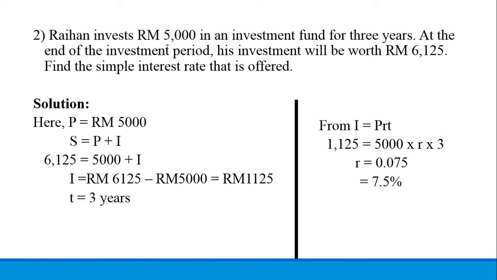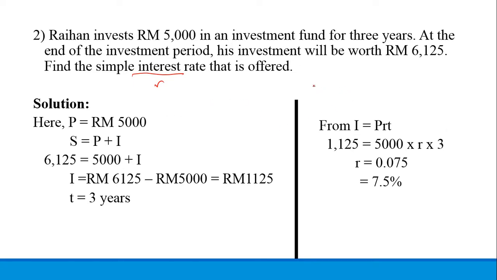Raihan invests 5,000 in an investment fund for 3 years. At the end of the investment period, his investment will be worth 6,125. Find the simple interest rate. We want to find the R. Kita nak cari R sekarang ni.